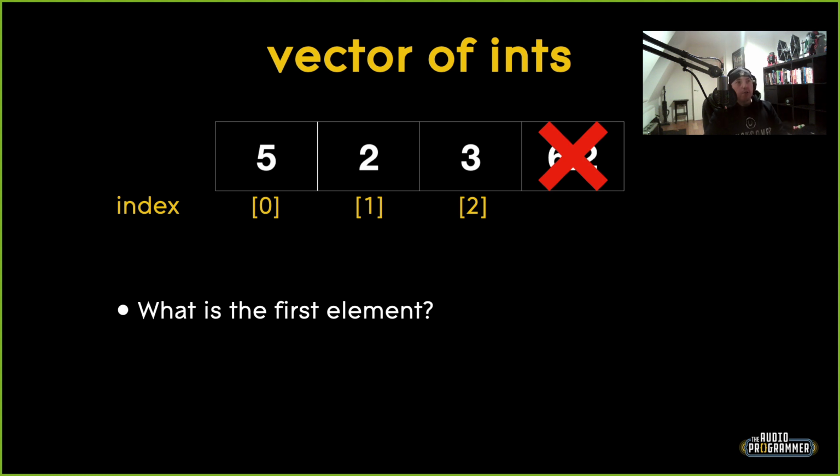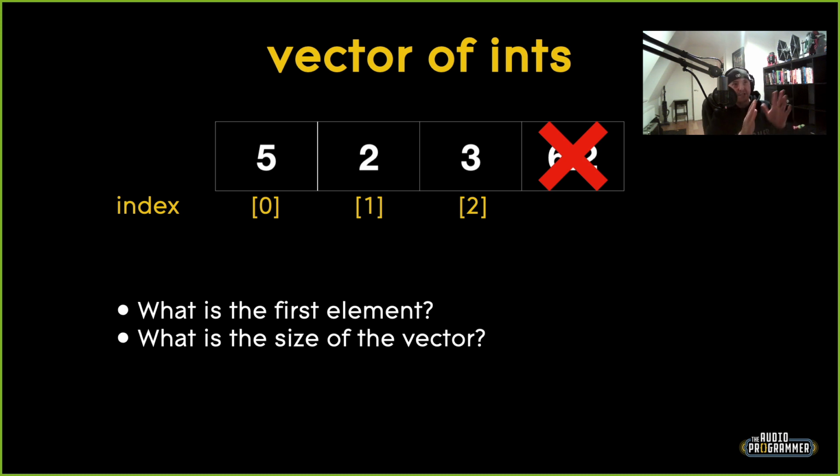Okay, so let's ask another trick question here. What is the size of this vector? Okay, what do you think about that, Alex? Well, my first answer would be 3. It would have 3 elements. But since it's not technically a valid vector, I would say it doesn't work in the first place. Okay, so let's pretend 6.2 isn't there, right? So if it's just 5, 2, and 3, what would your final answer be there?